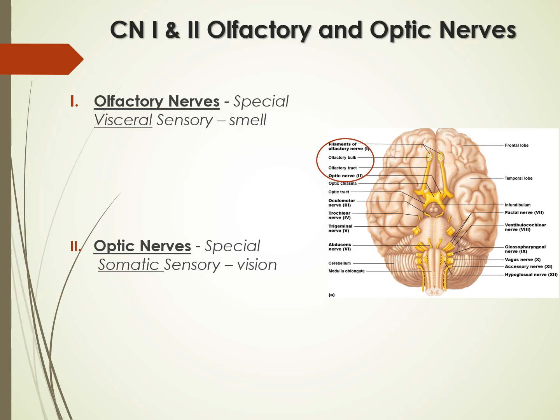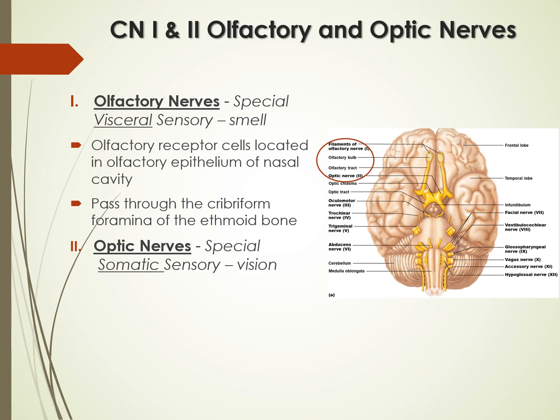So we're going to work our way through. We may not go in the exact order of the cranial nerves, but I'm going to group them together a little bit with what they do and what their functions are. So cranial nerves 1 and 2 are the olfactory nerves and the optic nerves. Olfactory is smell, right? And it's a special visceral sense. These guys are going to pick up on smell.